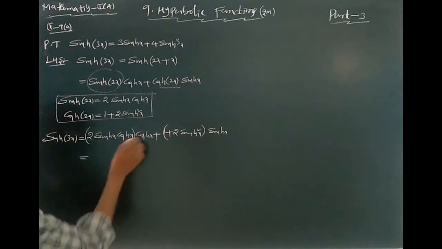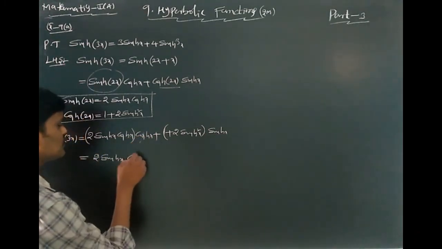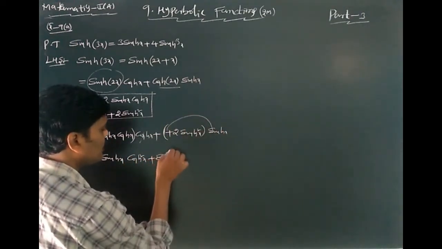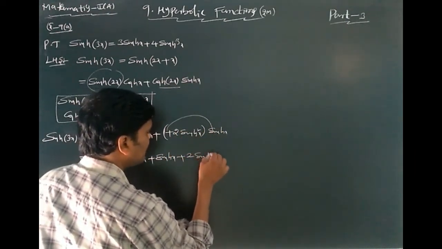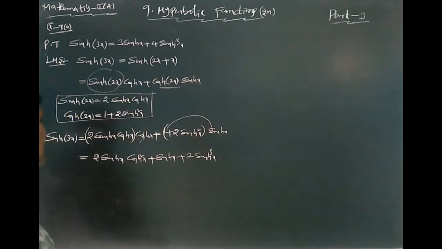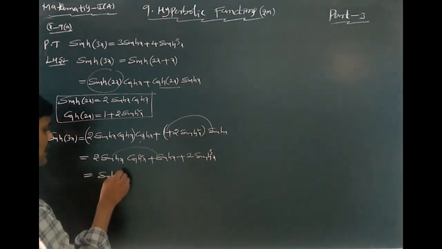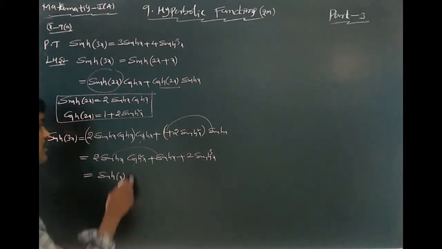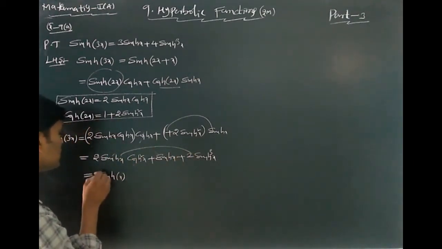After that you can write this one: 2 sinh x into cosh x into cosh x, you can write cosh square x, plus 1 into sinh x, you can write sinh x plus 2 into sinh square x into sinh x, you can write 2 into sinh cube x. After that, in these two terms which one is common? Just sinh x is common. Correct or not, students? In these two terms sinh x is common. Suppose in these two terms, which one is common? 2 sinh x is common.